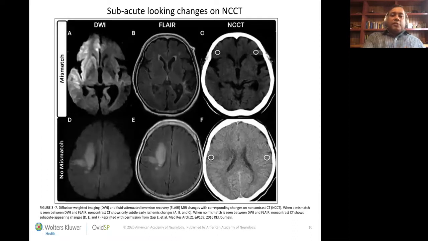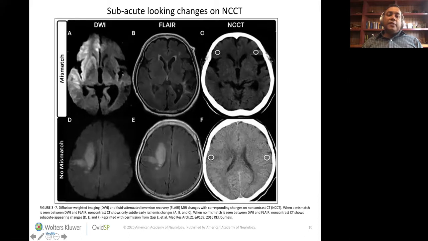Let's now jump over to this other construct, people call it the subacute looking change on the non-con CT. This is very similar to what you would call a DWI-FLAIR mismatch. The row on the top shows you panel A, a person having a stroke on the right hemisphere, and then you see the diffusion weighted scan. And then figure B here shows the FLAIR scan, and you don't see much FLAIR changes. So there is diffusion change, but there is no FLAIR change.